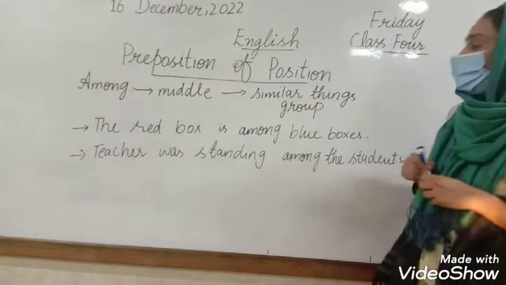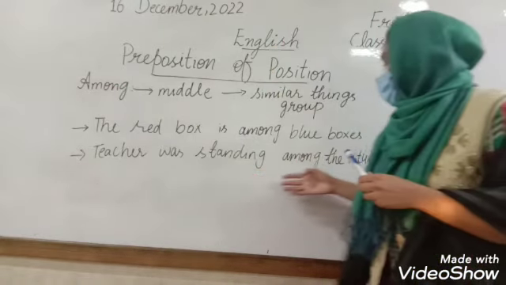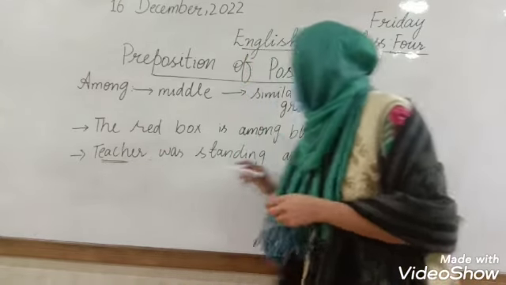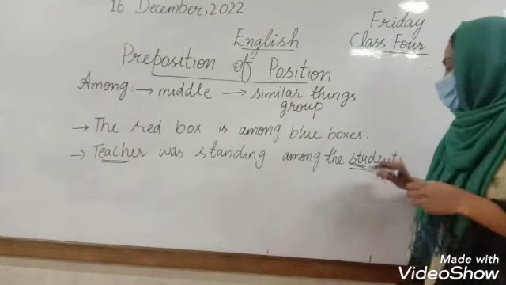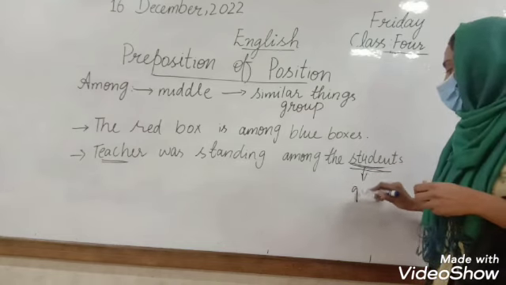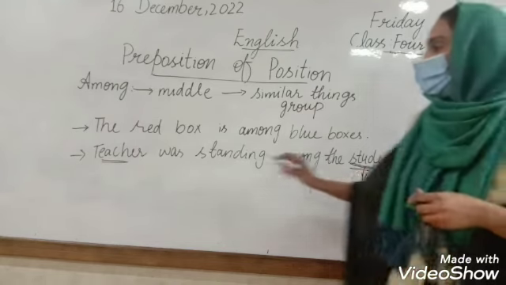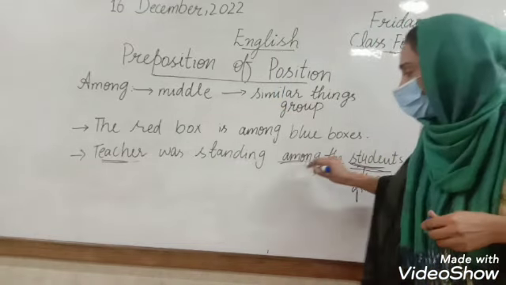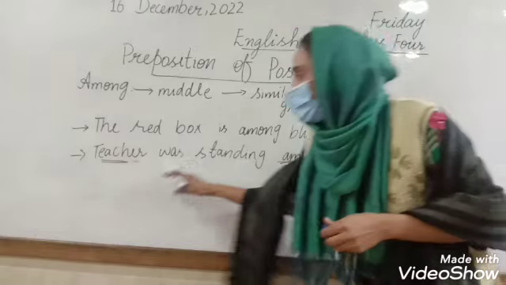For example, the teacher was standing among the students. Teacher is also a human being and students are also human beings, and they are in the form of a group. And when the teacher is standing among the students.